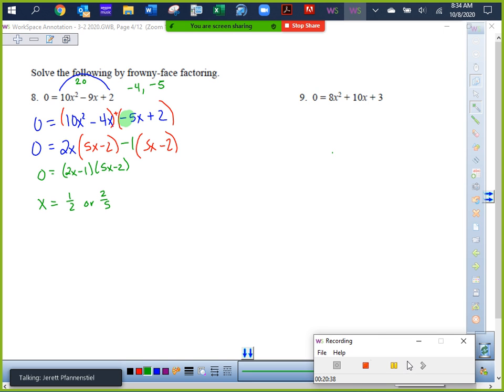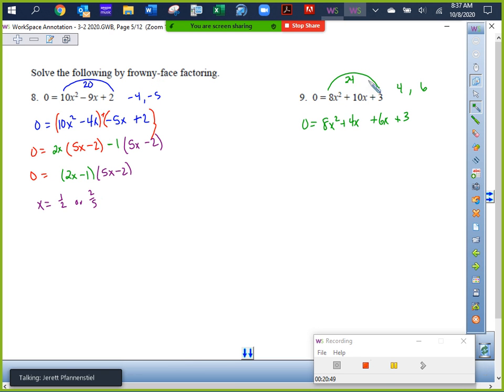One more frowny face. I'll let you guys do it. Pause the video and gear down. Work together if you want to. Okay, so I hope you got it done. You should have found two numbers that multiplied together to be 24 and added together to be 10, and those happen to be 4 and 6.